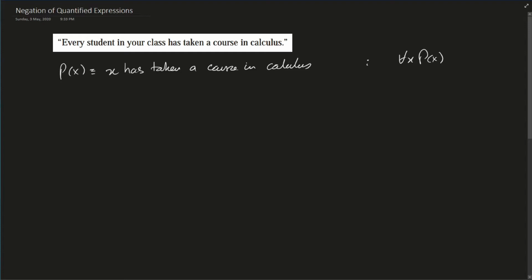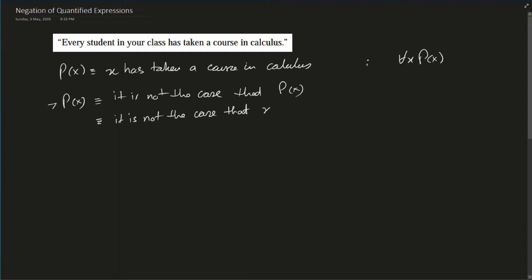Now let's negate that. What we want to do is calculate the negation. First of all, let's see how we negate P of x. As you've seen in previous videos of mine, the negation can be written in the English language as it is not the case that P of x. Now substitute for P of x in the English language. This statement turns into it is not the case that x has taken a course in calculus.